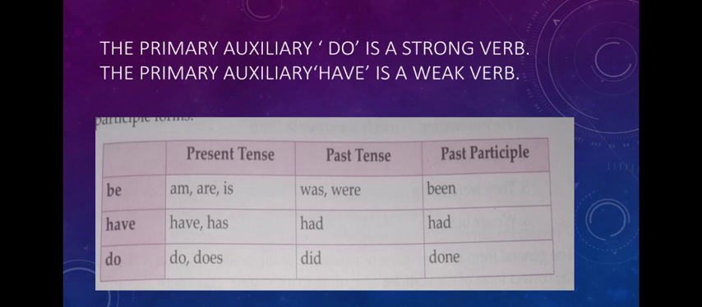So they are not following a fixed pattern, so we can call the forms of do a strong verb. And we can call the forms of have a weak verb, because have in the plural and has in the singular just change to had and had. See, it is following a fixed pattern, right? So the forms of have can be called a weak verb, and the forms of do can be called a strong verb. I hope this is clear.